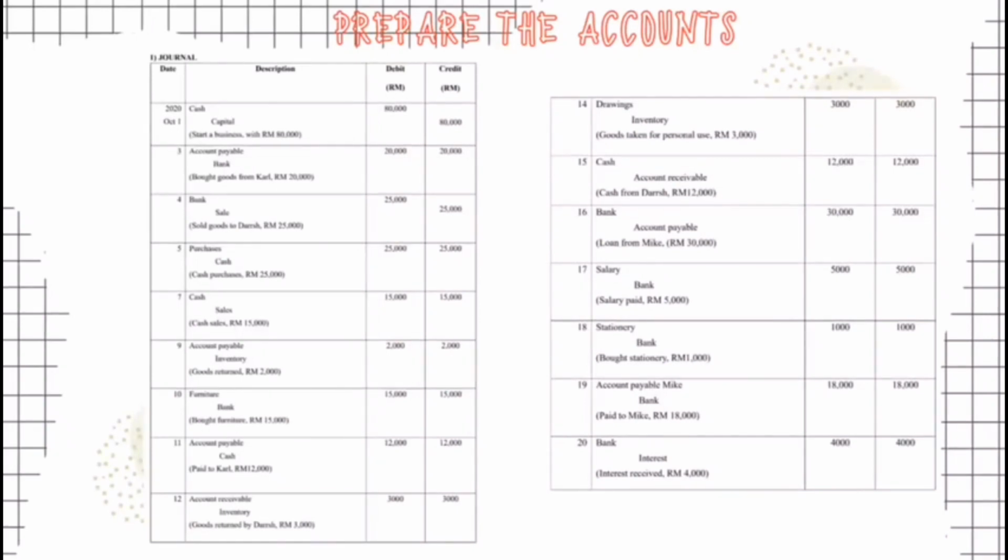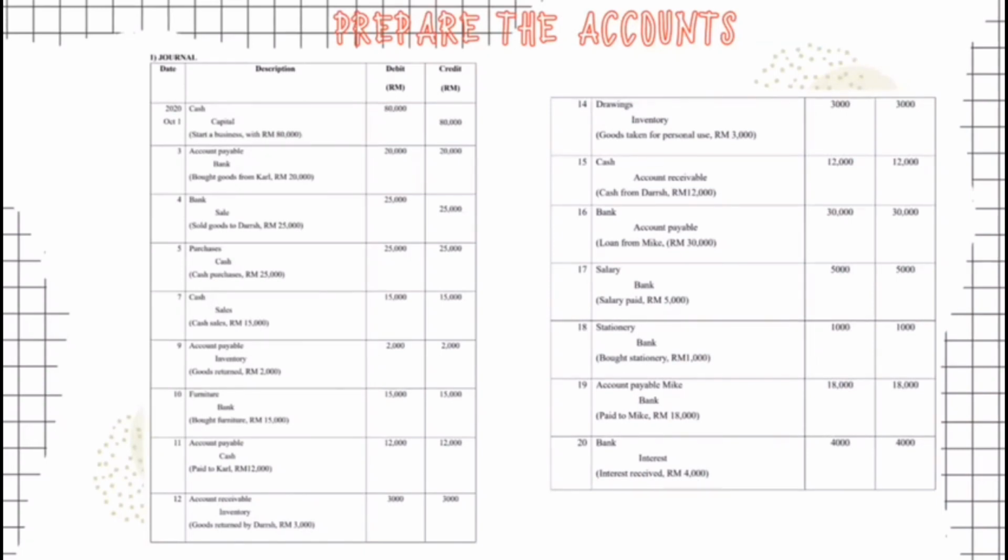On 3 October 2020, account payable 20,000 ringgit in debit and bank 20,000 ringgit in credit. On 4 October 2020, bank 25,000 ringgit in debit and sales 25,000 ringgit in credit. On 5 October 2020, purchase is 25,000 ringgit in debit and cash 25,000 ringgit in credit.